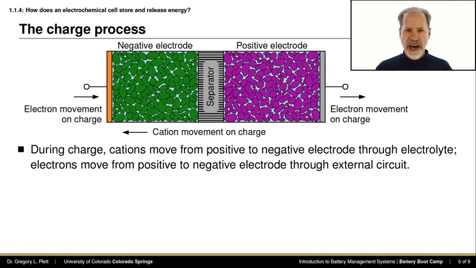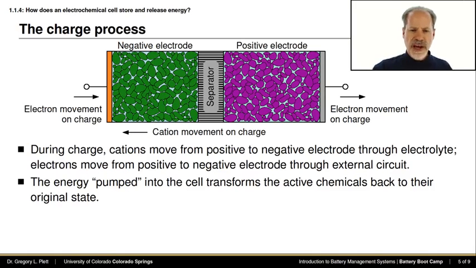During charge, the cations move from the positive to the negative electrodes through the electrolyte, and the electrons move from the positive to the negative electrode through the external circuit. This action happens in response to an externally applied voltage that is greater than the rest voltage at the terminals of a battery cell. Because this external voltage is higher than the cell voltage, that means that there's a greater potential energy exterior to the cell than there is interior to the cell.